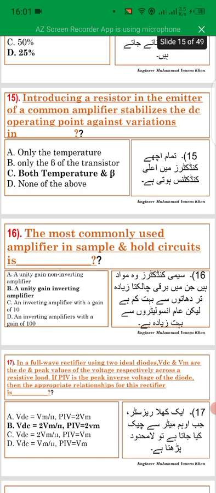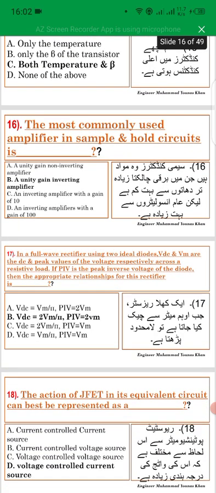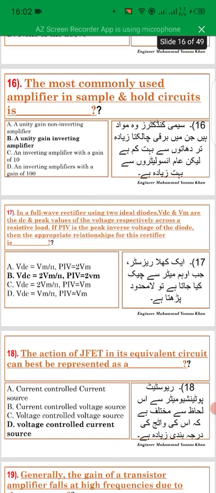Introducing a resistor in the emitter of a common emitter amplifier stabilizes the DC operating point against variation in both temperature and beta. The most commonly used amplifier in a sample and hold circuit is a unity gain inverting amplifier.